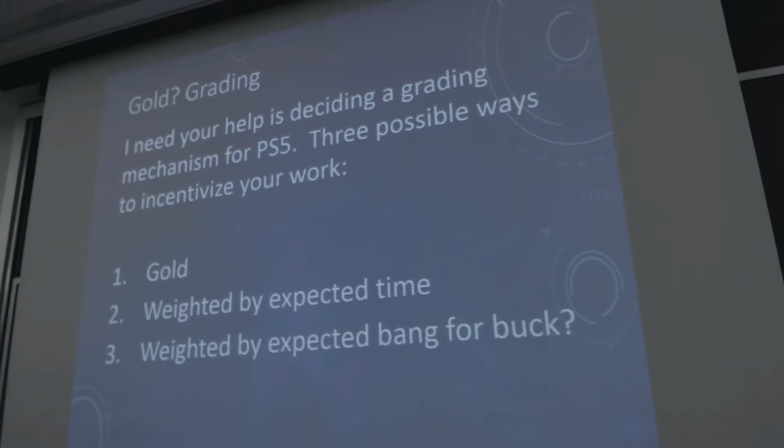So, gold, everybody gets points, those who want to show that they can do these extra things. Weighted by expected time, I change what I currently have the values are to make them much more expensive so that the amount of time you spend gives you more points. Or weighted by expected bang for the buck, where all of these extra things that are going to take a couple hours of time are only worth 10 points, and if you have time to do them, great. If you don't have time, you don't do them, and you don't really take any real hit on the grade. Those are your three sort of options.